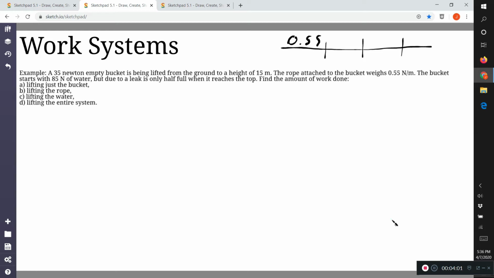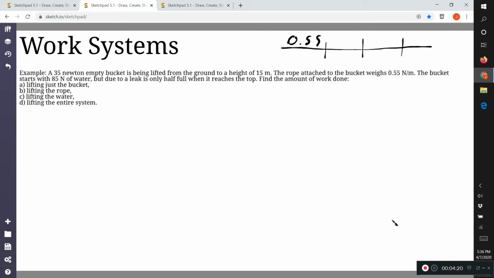It takes more force to lift the water when we start, but because of the leak, there's less and less water, which means it requires less and less force. So we're going to find the amount of work done on A, just lifting the bucket, B, lifting the rope, C, lifting the water, and D, lifting the entire system.